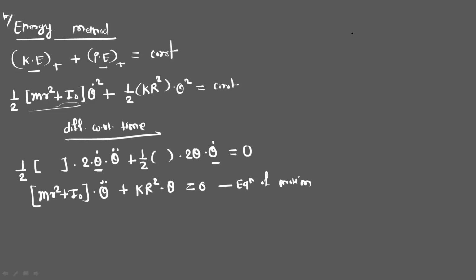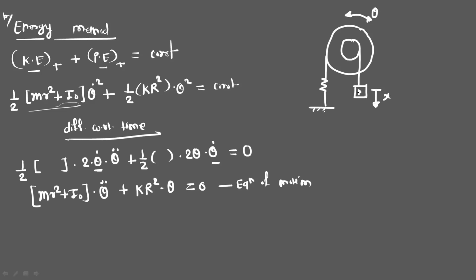That means if you have one physical system like this, and if it is allowed to oscillate by giving some angular displacement theta, or by giving the linear displacement x to the mass, then it will oscillate with this equation. So this equation represents the vibration of one physical system. So this is the equation of motion. Basically, this is a differential equation.